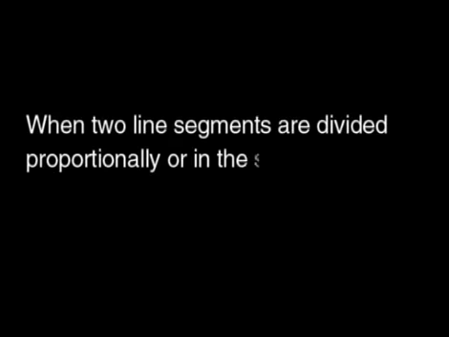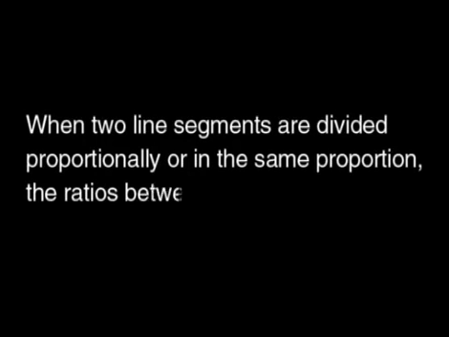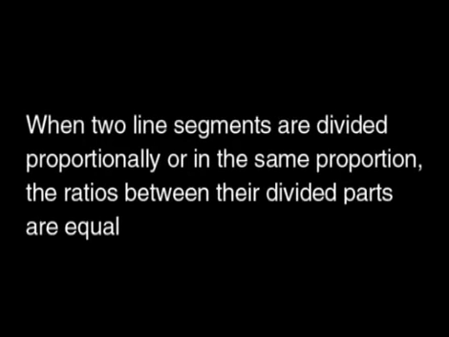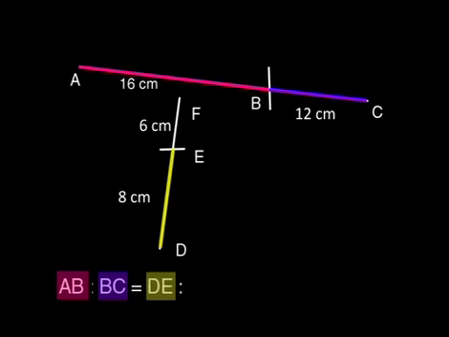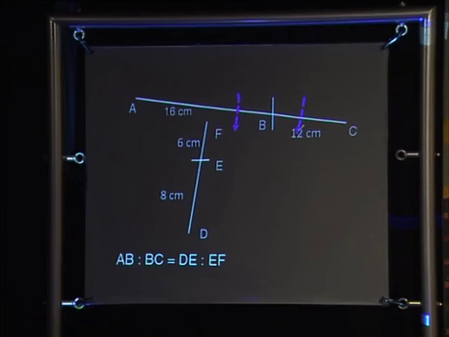When two line segments are divided proportionally, the ratios between their divided parts are equal. For example, if the ratio of AB to BC is the same as the ratio of DE to EF, then AB divided by BC must equal DE divided by EF. This will be true no matter how long or short the two lines are.